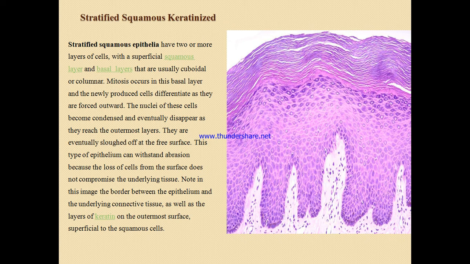The second type is stratified squamous keratinized, found in skin. It has two or more layers of cells. Superficial cells are squamous, and the basal layer is usually cuboidal or columnar. Mitosis occurs in this basal layer, and newly produced cells differentiate as they are forced outward. The nuclei become condensed and then disappear as they reach the outermost layer.